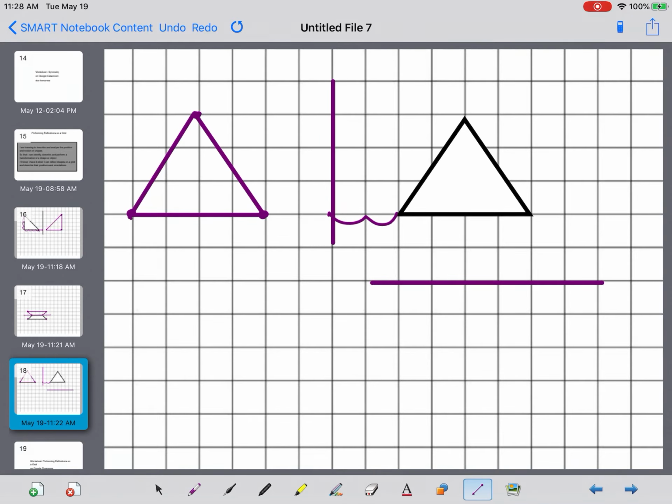I could also have done my reflection going this way. You can choose, right? You don't have to do it any one way unless it specifically tells you to do it that way. If it were this way, I would have had a triangle that looked a little something like, oh, I ran out of room. It would have looked like this.